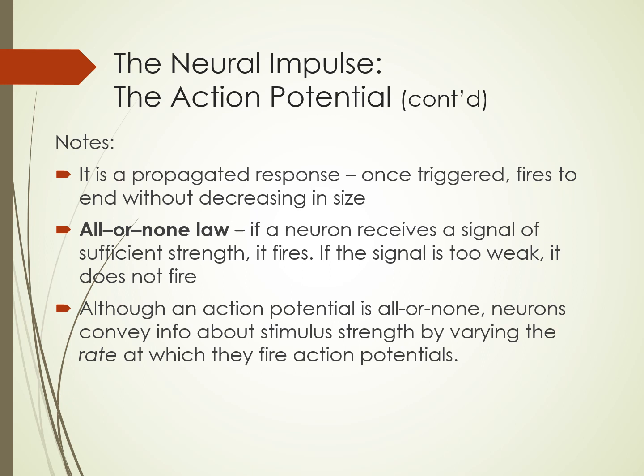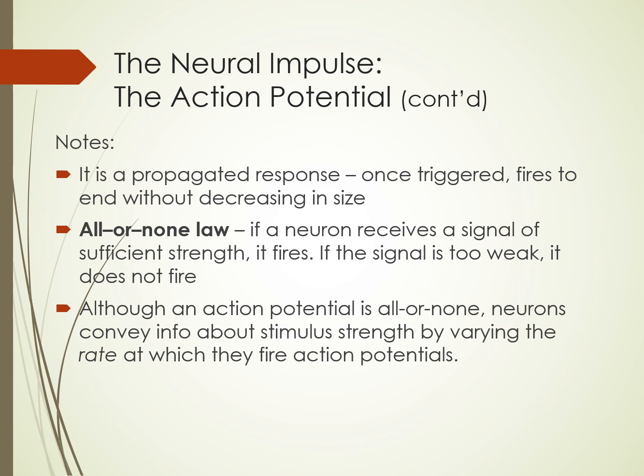If I receive a signal of sufficient strength, and at some point I'm just going to start talking about it as I receive my threshold of excitation, I receive that signal. It triggers this action potential. It starts at the axon hillock, and it goes down all the way to those terminal buttons. If I do not receive a signal of sufficient strength, if the signal is too weak, I just do not fire.